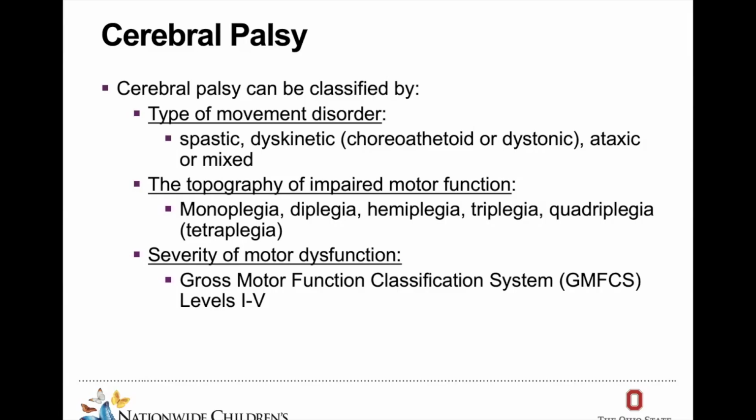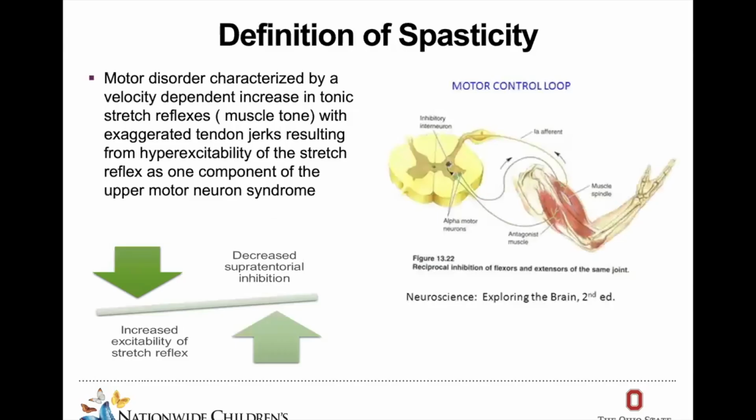And then the severity of the motor dysfunction is also important because your treatment options will vary depending on this. And oftentimes, which I'll show you, it's used as the GMFCS levels 1 through 5, which is important to be able to talk about the language in evaluating each of these treatment options, because the treatment for a GMFCS 5 kid may not be the same as for a child that is only mildly impaired.